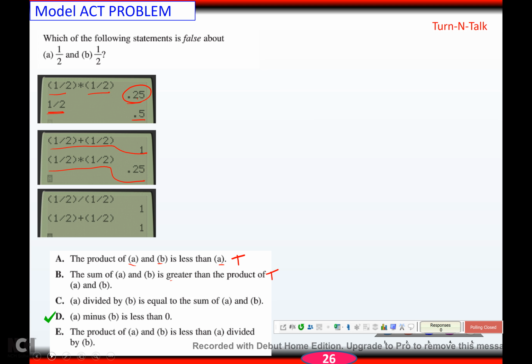C says A divided by B is equal to the sum of A and B. Well, A divided by B is 1, and the sum of A and B is 1. So that is also true. D says A minus B is less than 0.